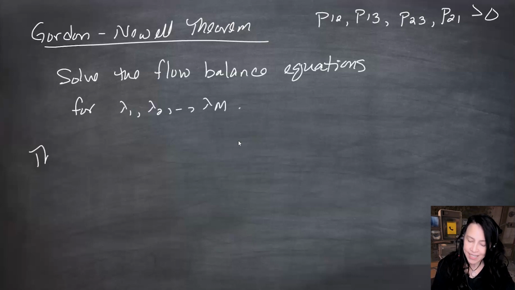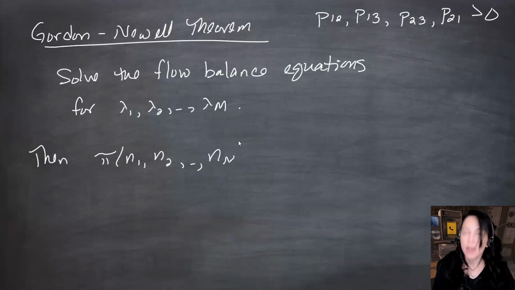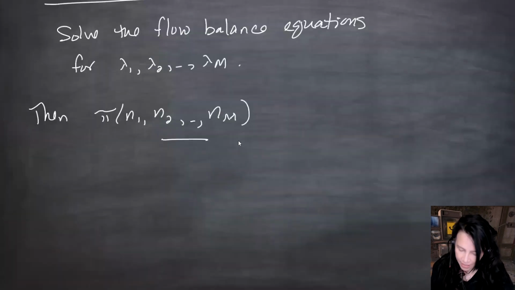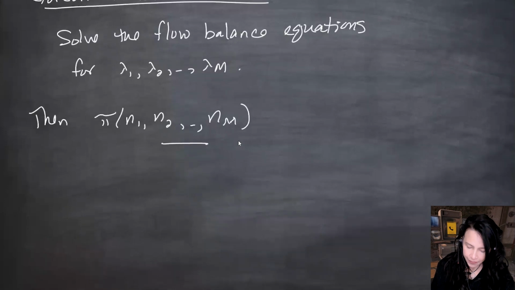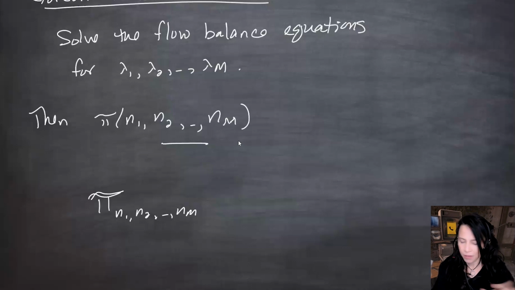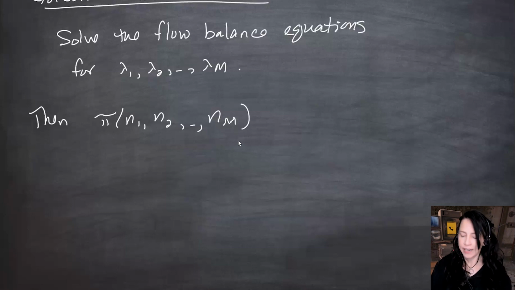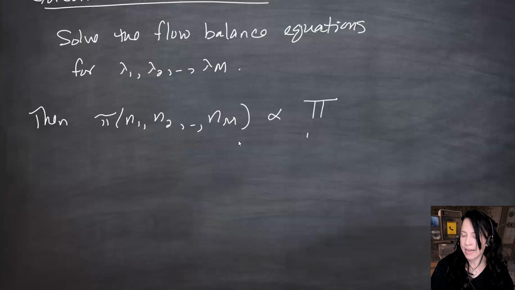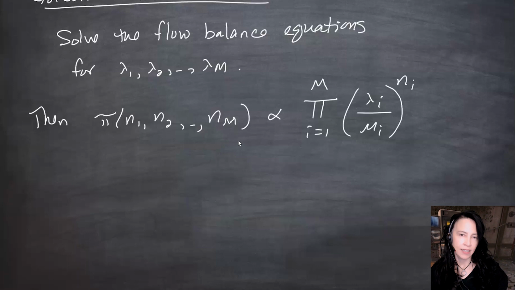And then Gordon and Newell say that the stationary distribution for the number of customers at all of these servers, by the way, this looks like my continuous time notation. In my notation, this would be pi subscript n1, n2 out through nm. But that's a really hard subscript to write, with all those subscripts. So I'm using this more continuous state space looking notation. Anyway, it is proportional to the product as i goes from 1 to the number of servers m of lambda i over mu i to the n_i. It looks a lot like it was before with the open Jackson network.